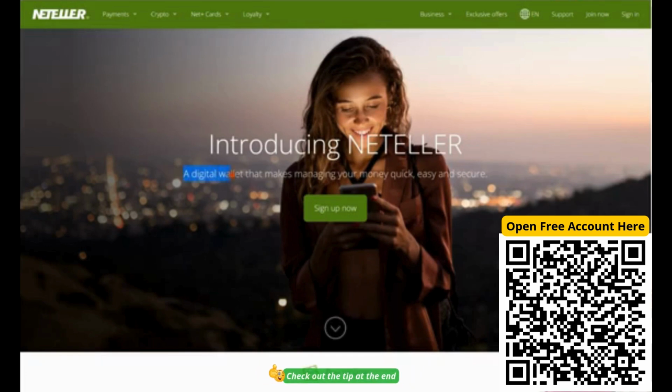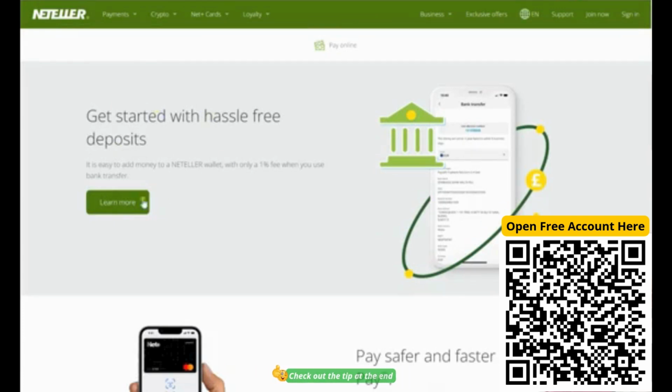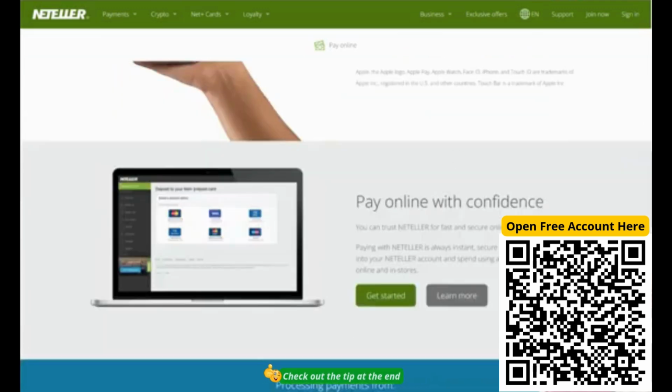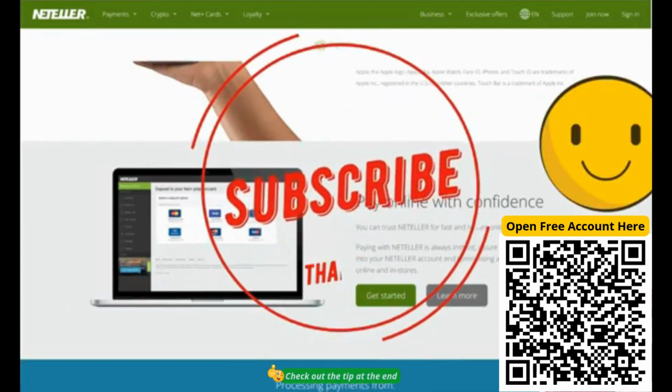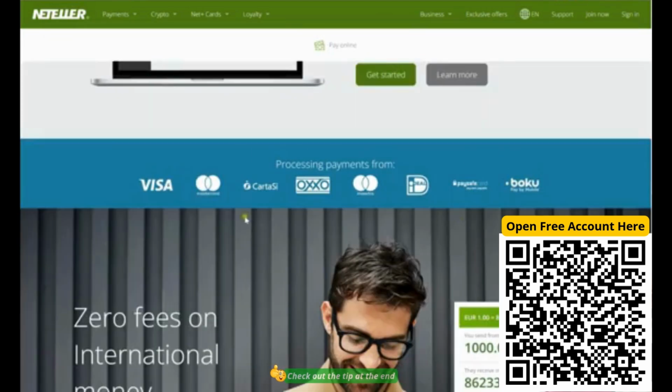As I said here, it's a digital wallet that makes managing your money quick, easy and secure. It's regulated by the FCA, the British regulator. Get started with hassle-free deposits. So as I said before, you can deposit using different types of methods. You can add the virtual and the physical card to your Apple Pay, for example, if you are in Europe. You can pay with confidence at different types of merchants that accept Neteller, for example, forex brokers, poker websites, and so on. And they have plenty of payment processing alternatives for different companies.